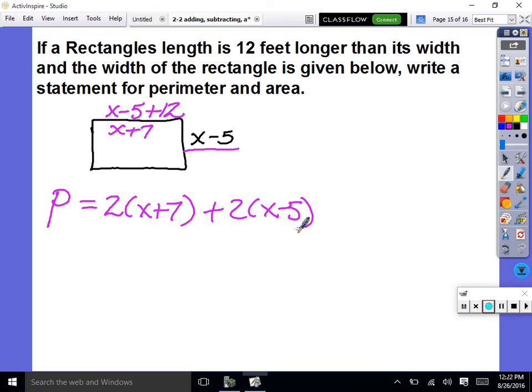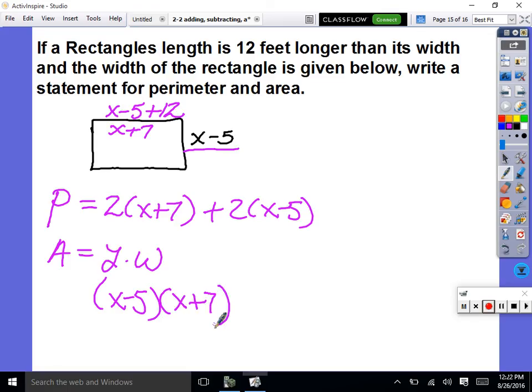That's good enough. Now write a statement for area. Area of a rectangle is length times width. It doesn't matter the order. So x minus 5 times x plus 7. Have we now written a statement for area? We've accomplished our goal. Does that make sense, everybody? Okay.